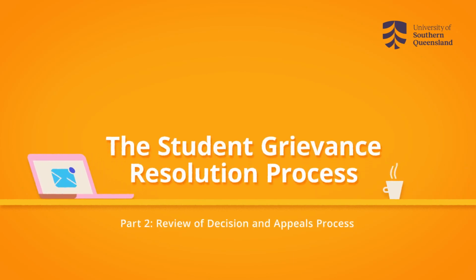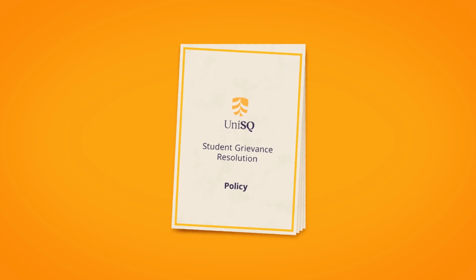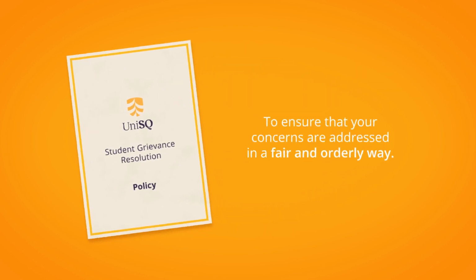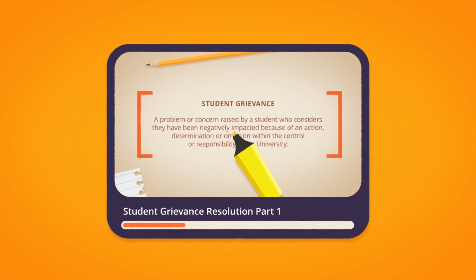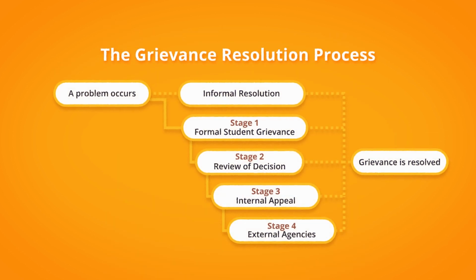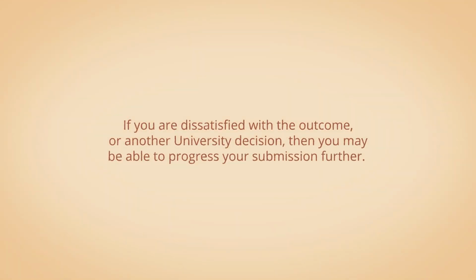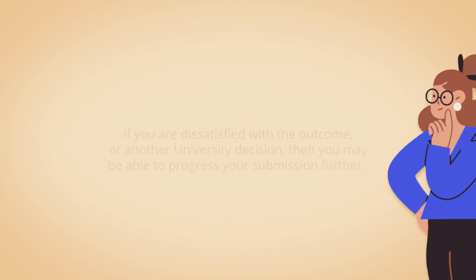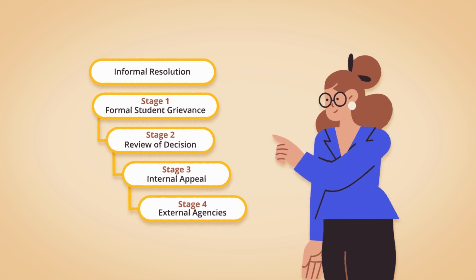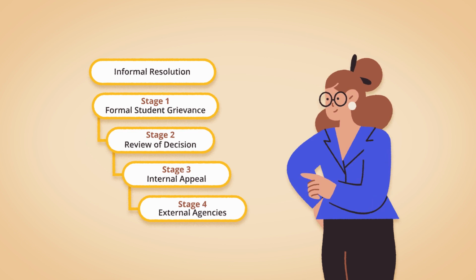At UniSQ, we have a multi-step student grievance resolution policy to ensure that your concerns are addressed in a fair and orderly way. In the previous video, we explored what a grievance is and how it can be resolved through informal resolution or a formal student grievance submission. However, if you are feeling dissatisfied with your outcome or another university decision, then you may be able to progress your submission further. In this video, we will explore Stage 2, Review of the Decision, and Stage 3, Appeal.